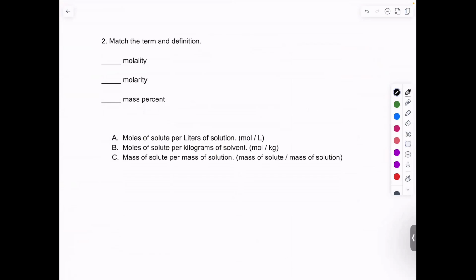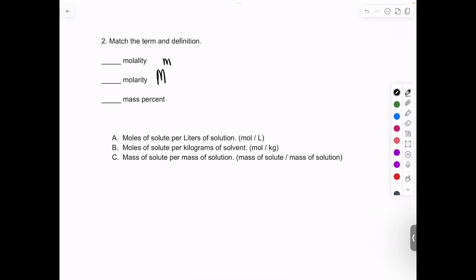Molality, molarity, and mass percent. Molality and molarity look very similar and sound similar to each other, but they are not. Molality is abbreviated as small m. Molarity is big M. So you just need to be careful with your Ms when you're doing the work here. Now we have 3 for 3.